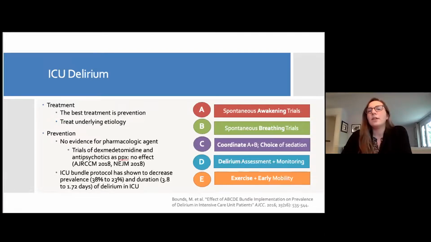the ICU. And this is the bundle here, A, B, C, D, E. A standing for spontaneous awakening trials, B, spontaneous breathing trials, C, the coordination of both A and B, as well as the choice of sedating agents, D, delirium assessment and monitoring, and E, exercise and early mobility. And what it means to have a bundle protocol is that all of these elements need to be addressed every single day in every single patient. And when that is done, that's when we can decrease prevalence and duration of delirium in the ICU.